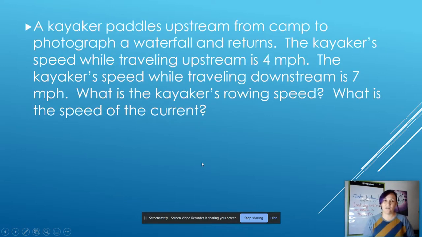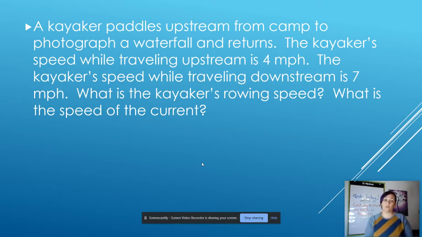Let's take a look at the example on your paper. So this one says that a kayaker is paddling upstream from a camp to photograph a waterfall and then they return. The kayaker's speed while traveling upstream, which means that they are going against the current, is 4 miles per hour. And then the kayaker's speed while traveling downstream, that means that they're traveling with the current, is 7 miles per hour. What is the kayaker's rowing speed? And then what is the speed of the current?